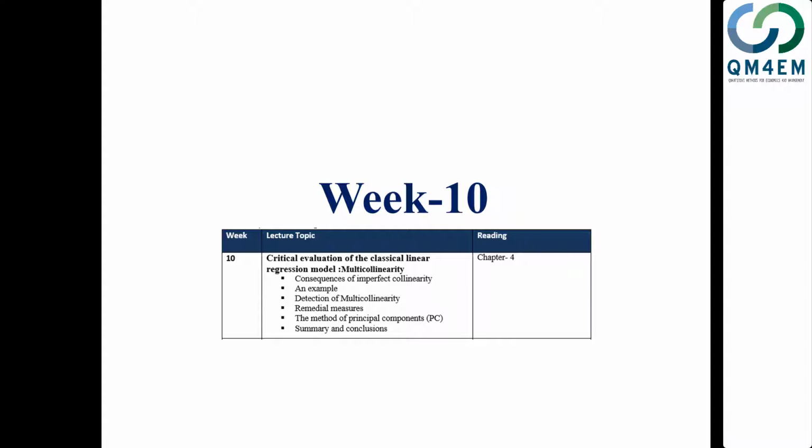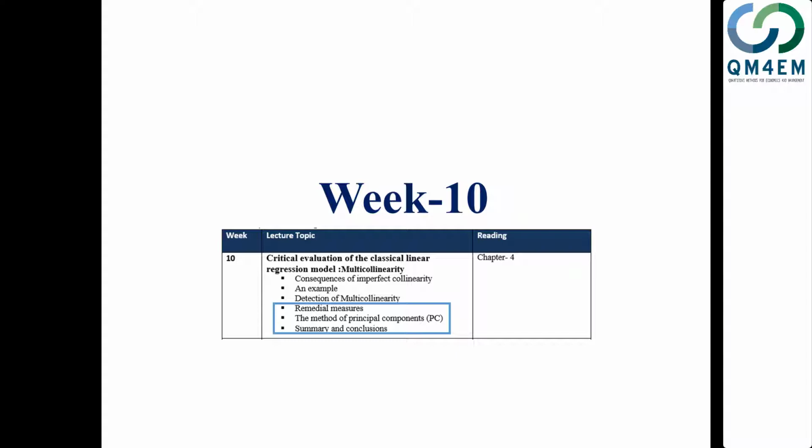In week 10, we were looking into multicollinearity, the consequences of imperfect multicollinearity. Then we saw an example. We talked about the detection of multicollinearity. So this was the component which we covered last week. Now I'm going to talk very quickly about the remedial measures of multicollinearity, and in particular I'm going to focus on principal component analysis. We are going to see how we can perform this principal component analysis in eViews, and then we'll quickly summarize the entire multicollinearity topic in one slide.